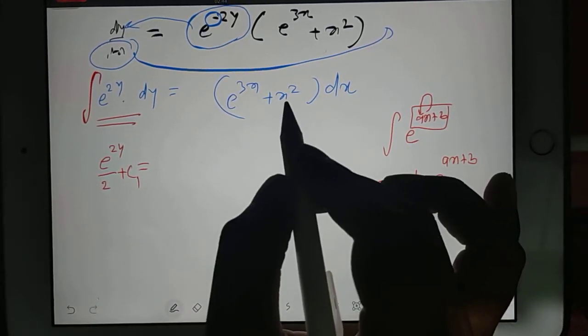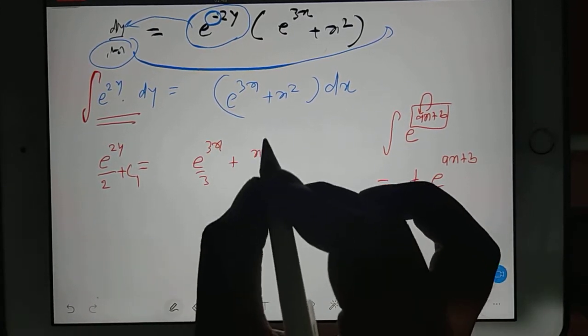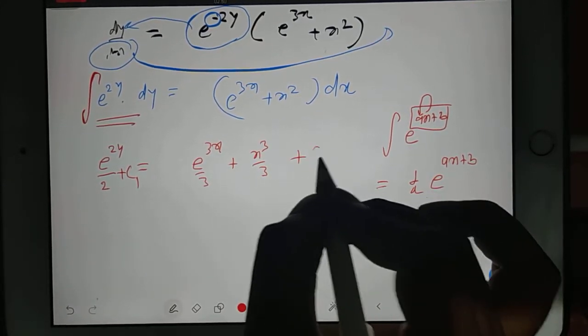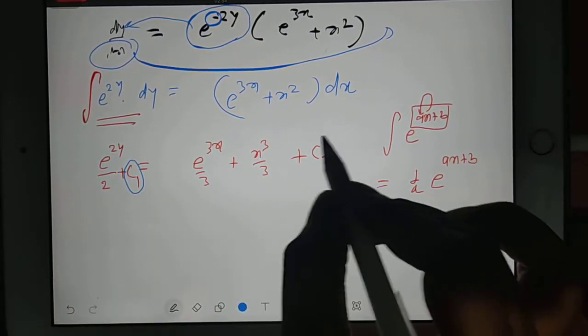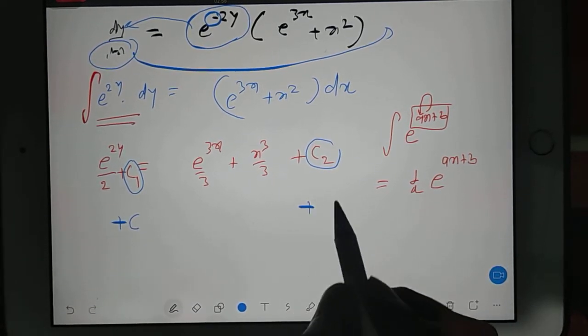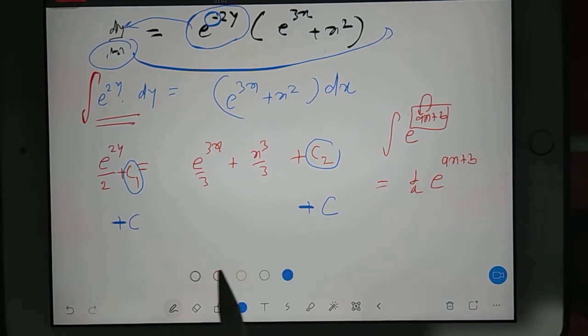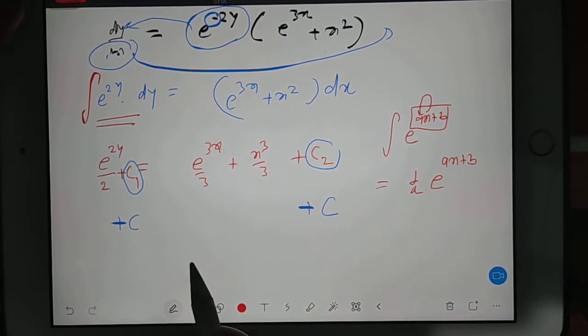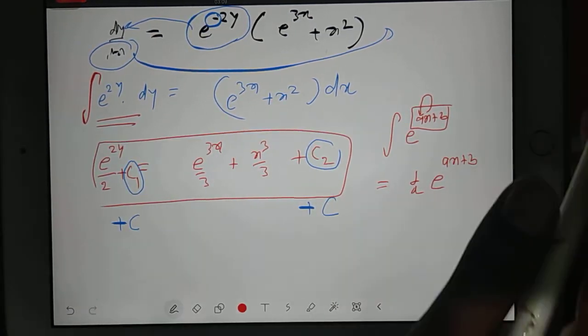Now on the right side, you see e power 3x by 3 will come, and plus x cube by 3 will come, and plus another constant c2. Some students can also combine c1 and c2 and write either this side or that side as a new constant. That is not a big deal. You can write any type of format. So this is your final solution.